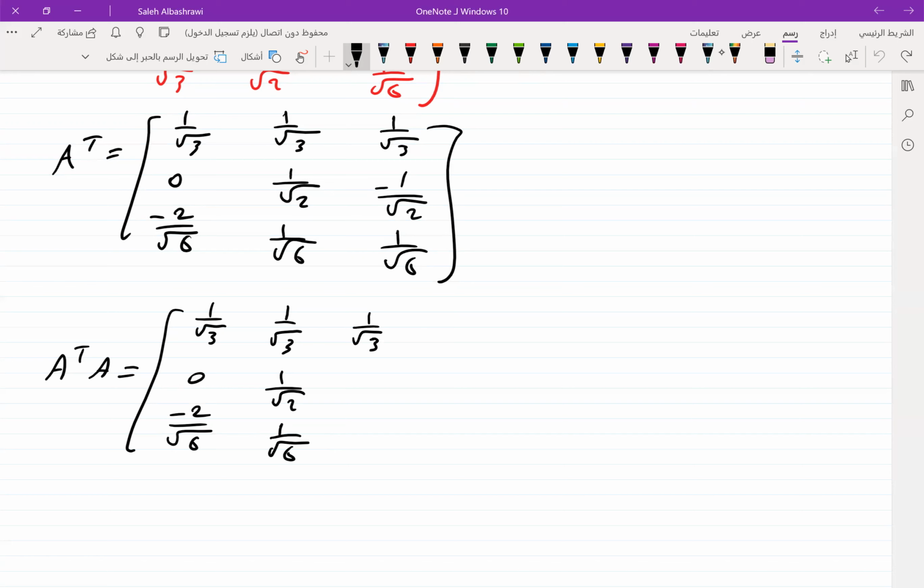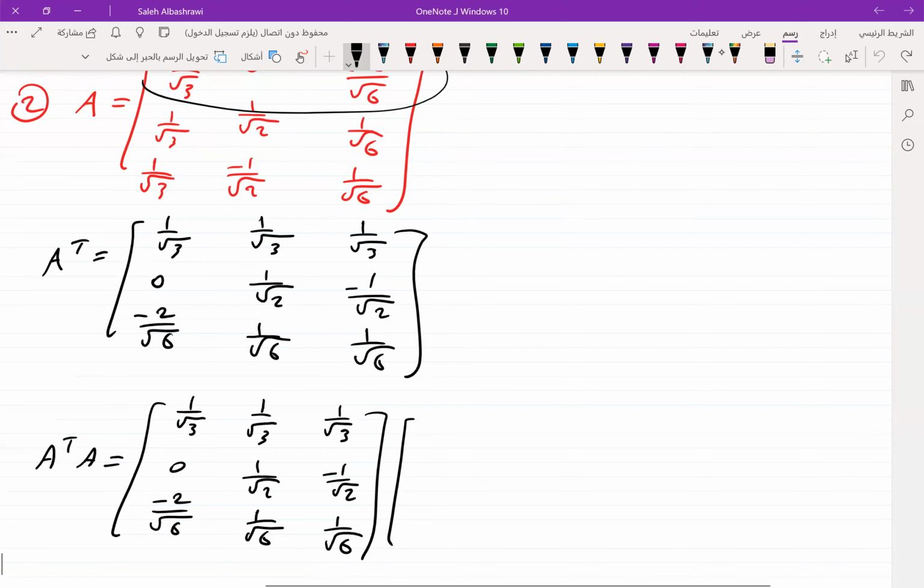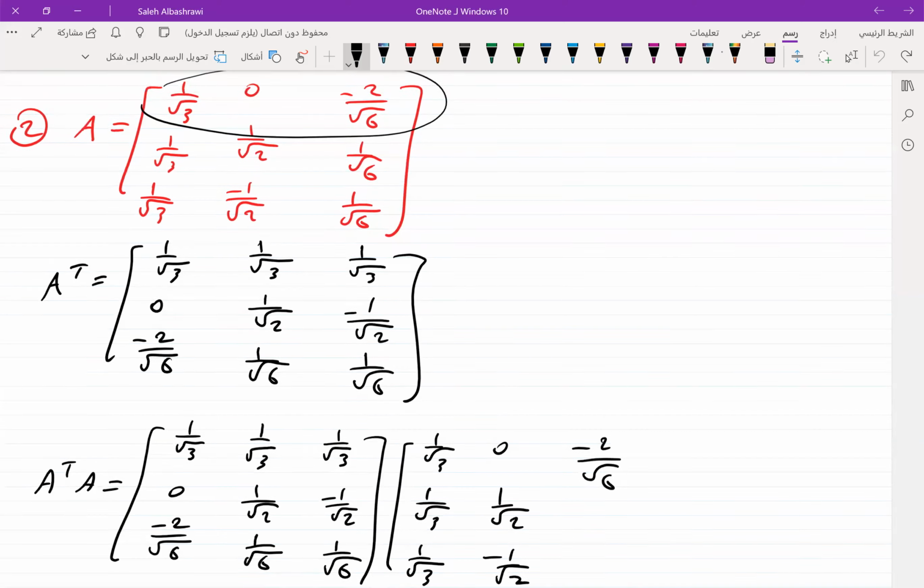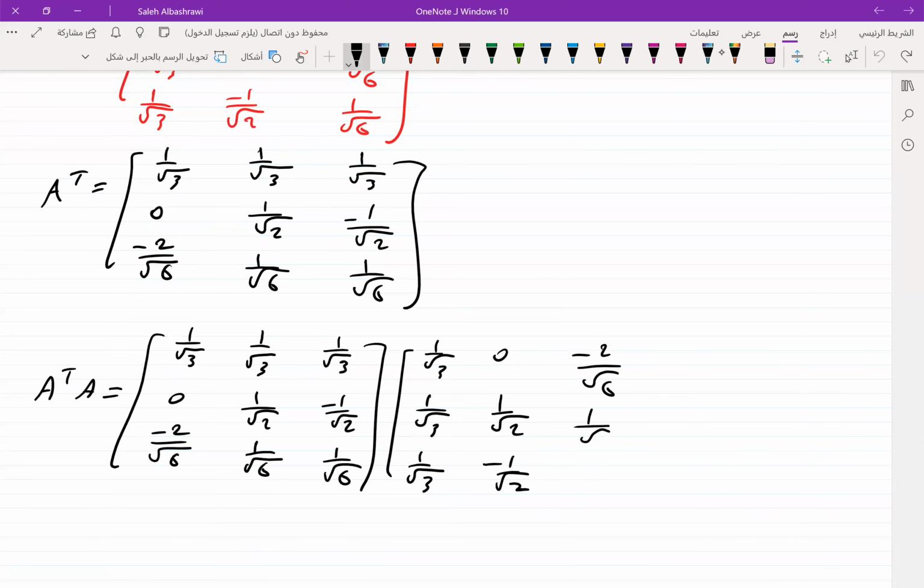Over, multiplied by A, that is 1 over third root of 3, 0, 1 over square root of 2, minus 1 over square root of 2, and minus 2 over square root of 6, 1 over square root of 6, and 1 over.